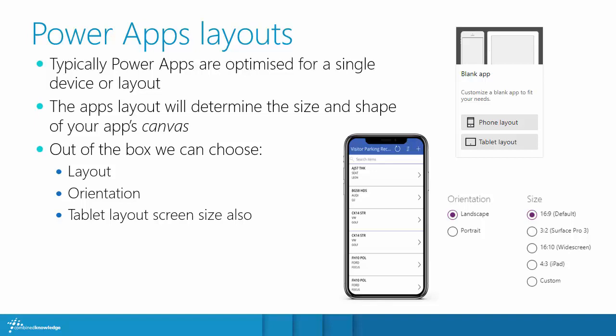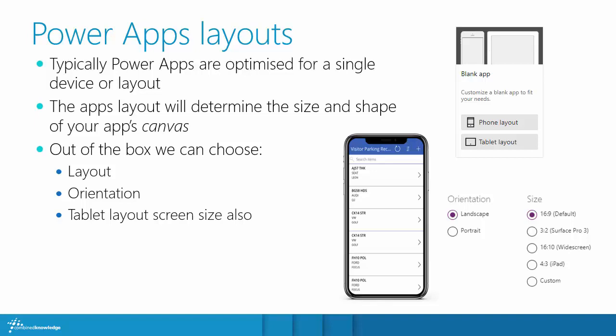So typically Power Apps are optimized for a single device or layout, and then the app's layout will determine the size and shape of the canvas. That's where the term canvas app comes from: the actual canvas that we're going to be placing our controls onto, the screen for creating our Power Apps. Out of the box, depending on the journey we go through, we're able to choose the layout, between phone and tablet, so typically between a very narrow phone layout and quite a wide but not so tall tablet layout. And then we can also choose the orientation, portrait or landscape, for either of these layouts.